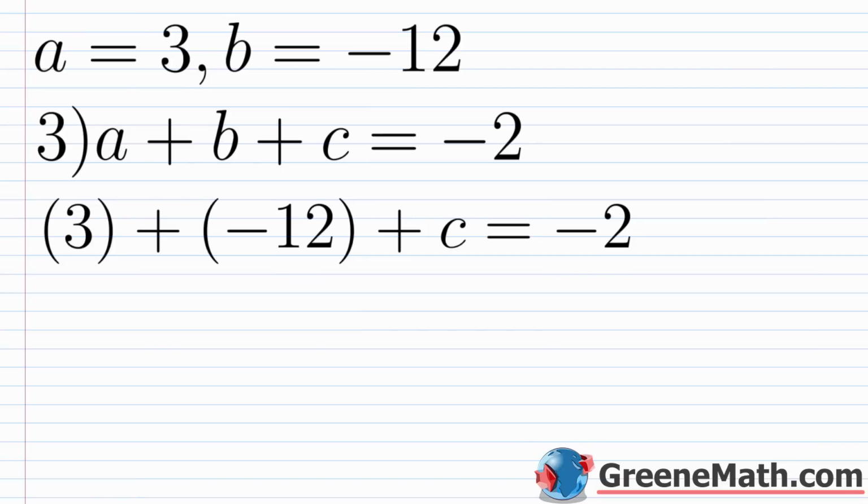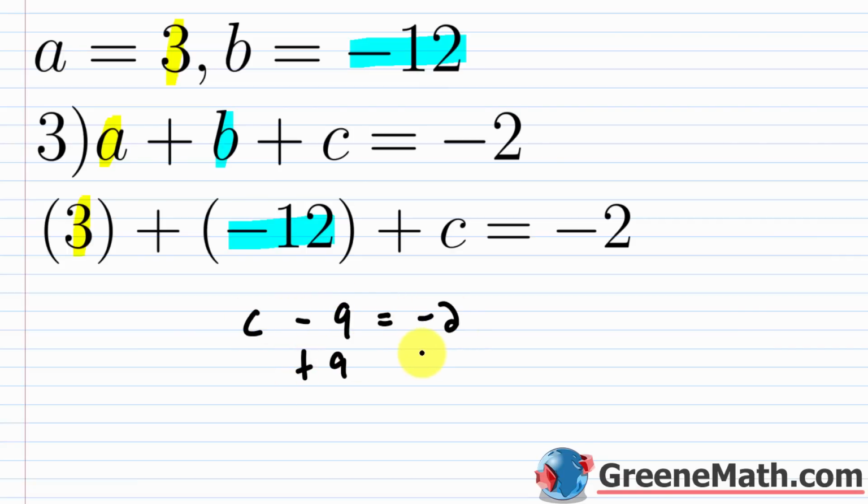So now we need to figure out what c is. And again, to do this, we use either equation number 1, number 2, or number 3. It does not matter. So we're going to plug in for a. We know that's 3, so that's going right there and then right there. And then we're going to plug in for b. We know that's -12, so that's right here. So 3 plus -12 is -9. So this would be c minus 9 is equal to -2.